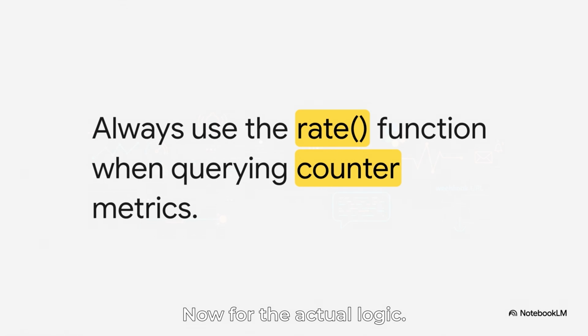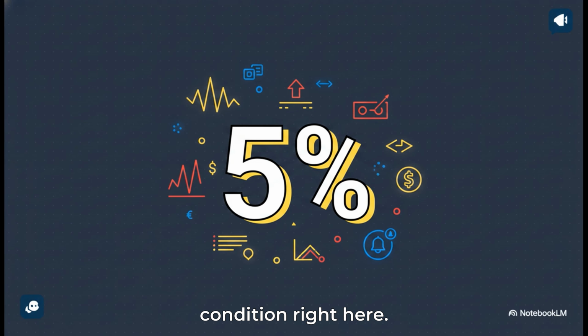Now for the actual logic. We are using PromQL here to calculate the rate of 500 level errors for our payment service, specifically looking over a rolling 5-minute window. A huge best practice highlighted in our sources is to always use the rate function when you're querying counter metrics. This is what gives us a true actionable signal of how many requests are actually failing right in this moment.